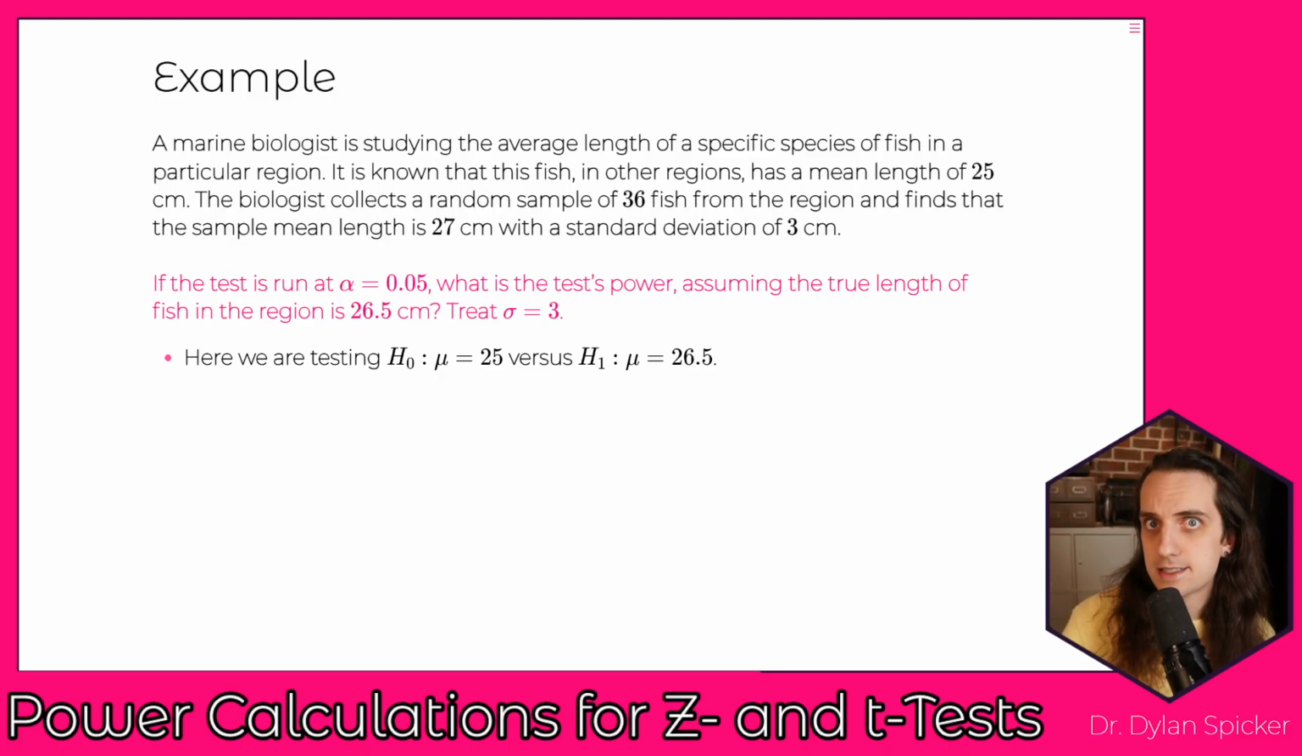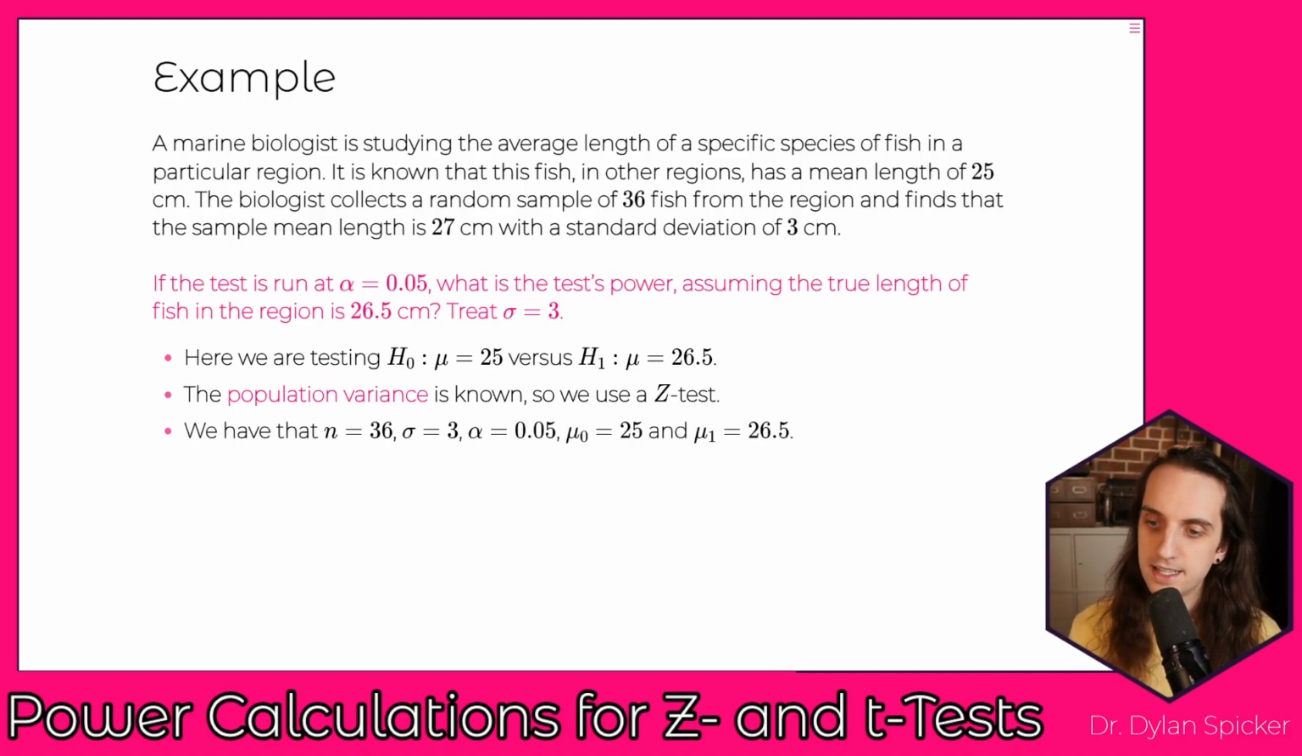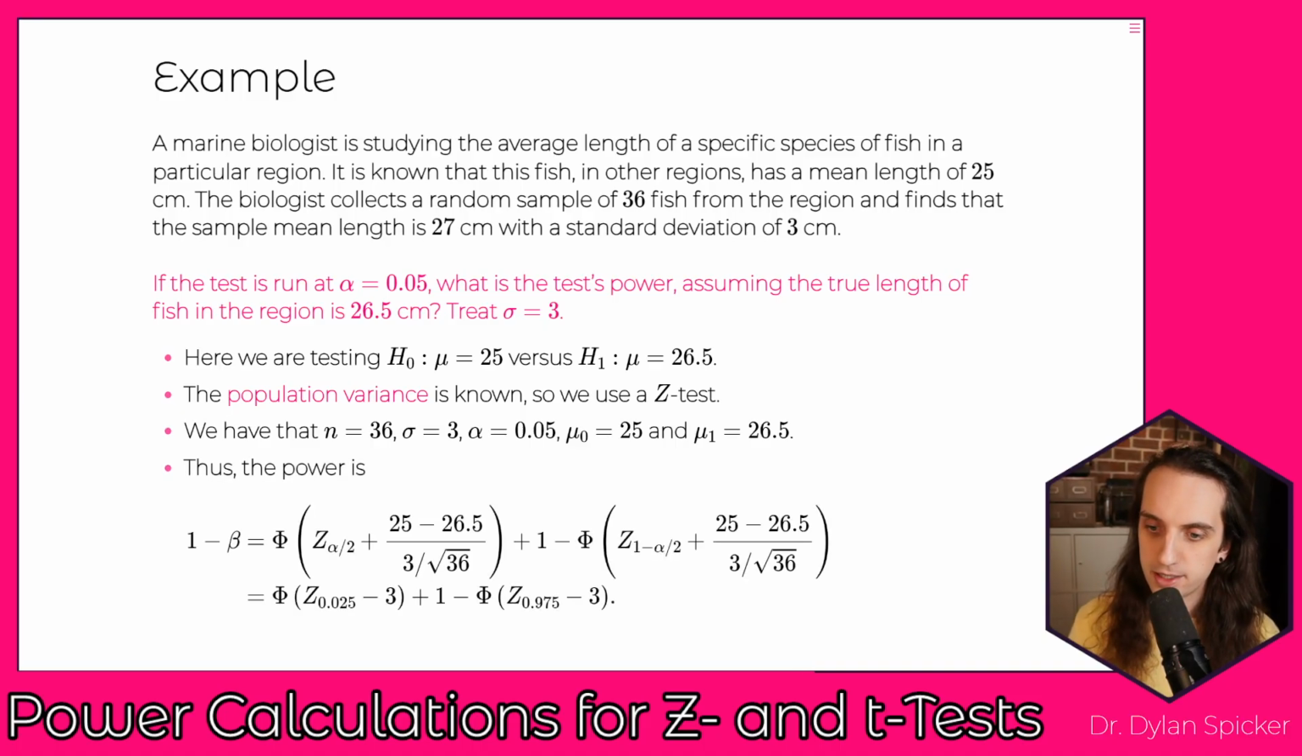So we're going to be testing the same null and alternative hypothesis, mu equals 25 versus mu equals 26.5. The population variance is known in this case, or it's assumed to be known, and so we're using a z-test. We still know sample size is 36, sigma is 3, alpha is 0.05. The null value is 25, the alternative value is 26.5, and so we can turn towards our power calculation.